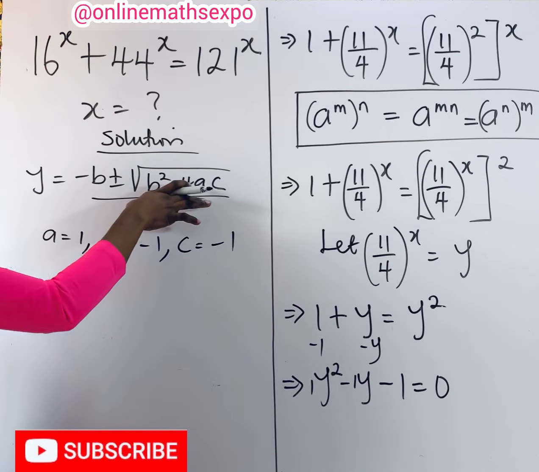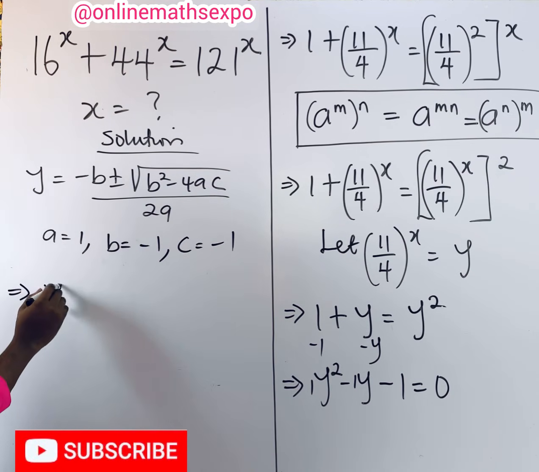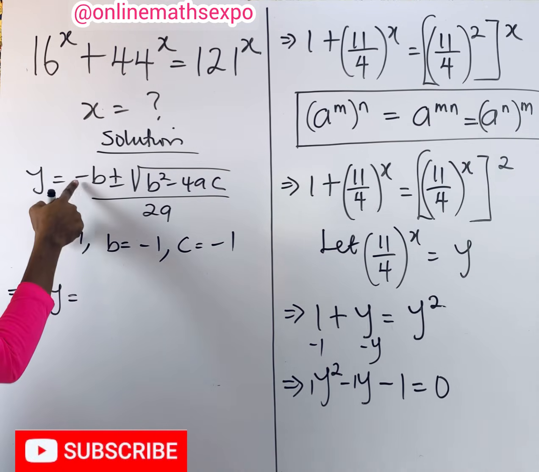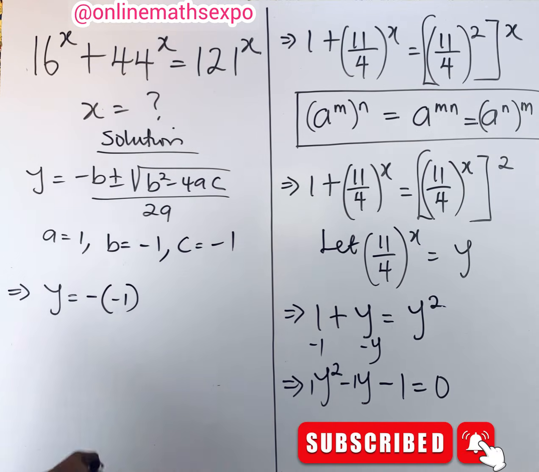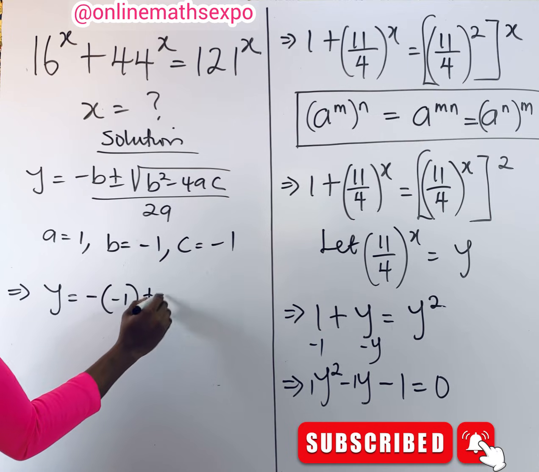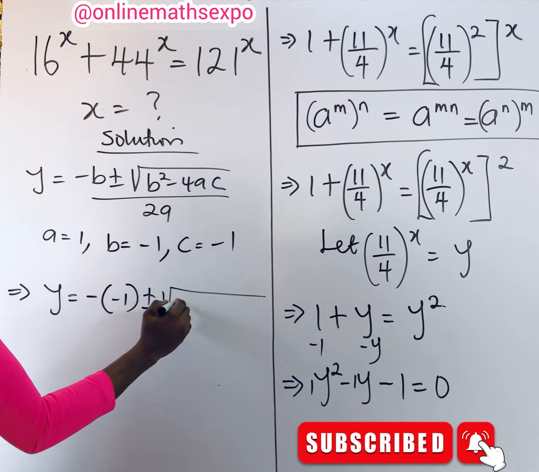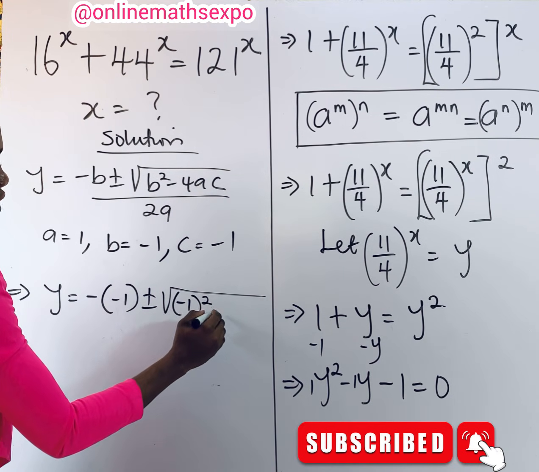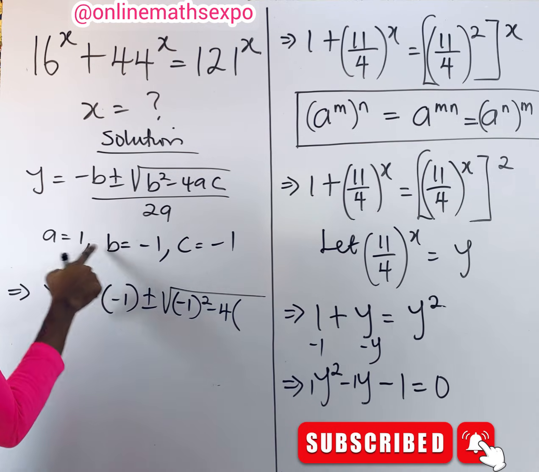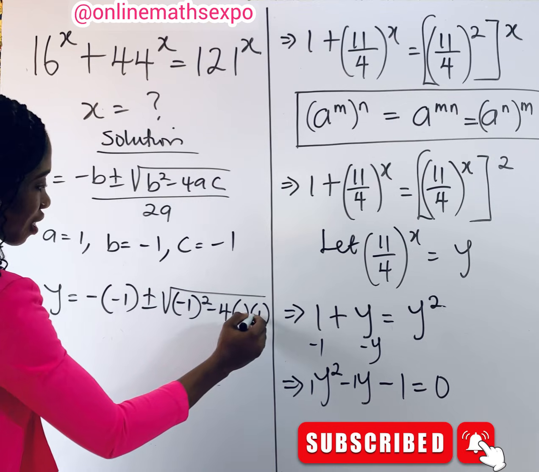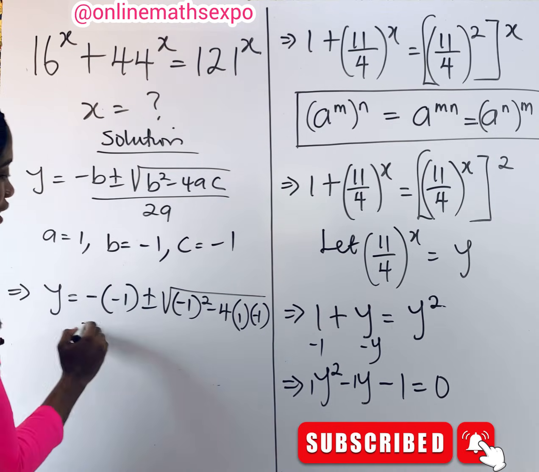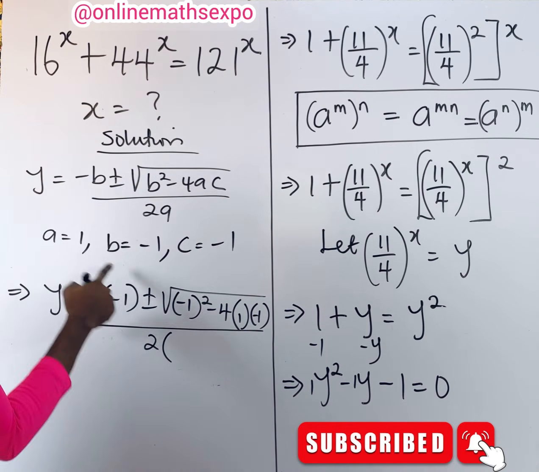So plug it into the formula. This is giving us y is equal to negative, and that of b is negative 1. Did you see how we are putting it in brackets? Plus or minus the square root of our b, which is negative 1, so you square it, minus 4 multiplied by a, which is 1, and c is negative 1. Then divided by 2 multiplied by a.